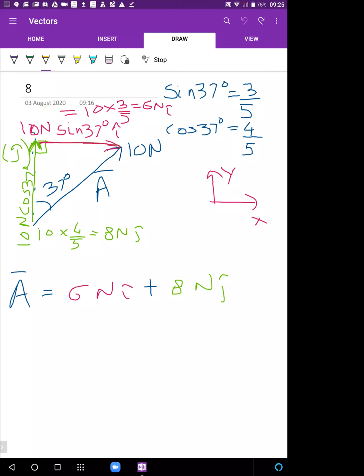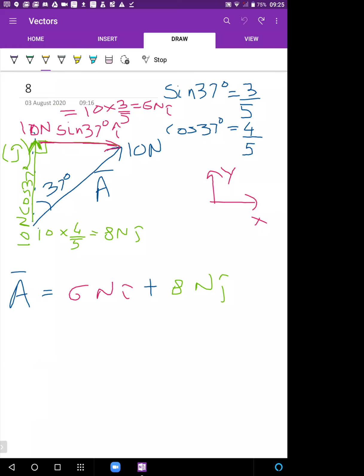And we can simplify that by putting in the value of sine 37 as 3 by 5, giving us 6 Newton I cap. So now, I think I've just revised the values for you over there. Sine 37 is 3 by 5, cos 37 is 4 by 5. You have to memorize that.